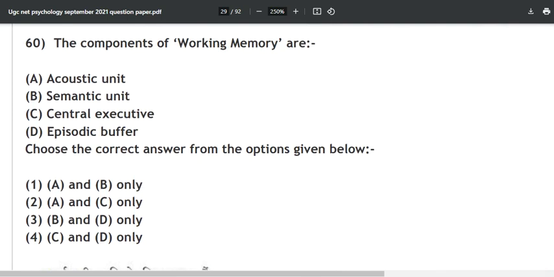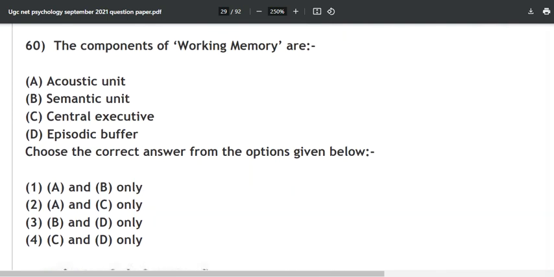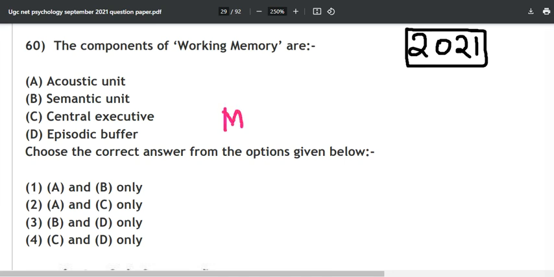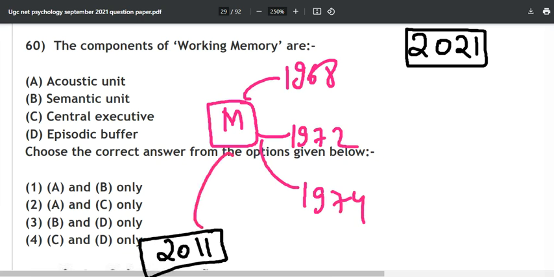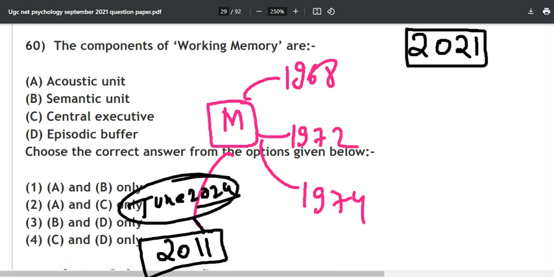What should I do with this? Now on this question you will laugh. Seriously, you will laugh. If you are completely following from part number 1, you know what the answer is, and you know who made this model as well. It is the simple basic concept I told you about memory models. The story starts from 1968, then it moves to 1972, then 1974, and then a recent advancement was made in 2011, and this question was asked in June 2024. So why would you not answer this? Tell me what the answer is. Why are acoustic and semantic over here? What will Craik and Lockhart do?